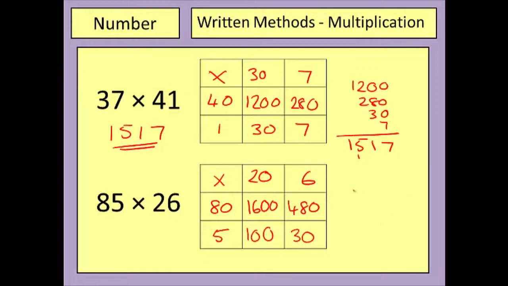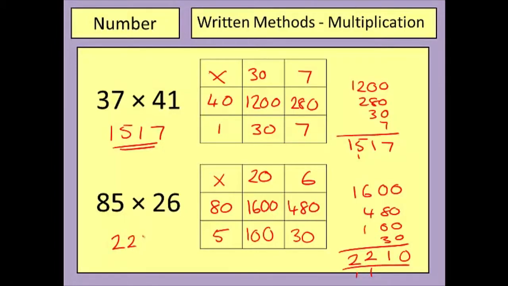Again, I'm going to add all of these up, so 1600, 480, 130. When I add them all up, I get 0. This makes 11, so I carry the 1. 6 add 4 is 10, add the 1 is 11, add this one becomes 12, and that makes 2. So my answer to 85 times 26 is 2210.